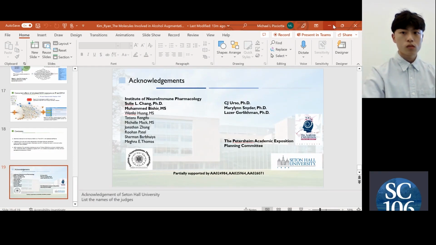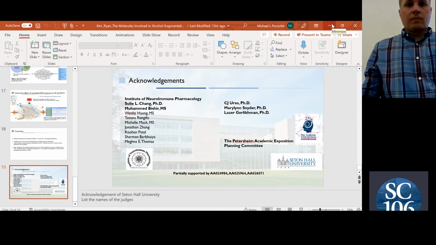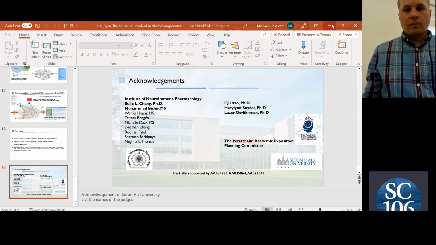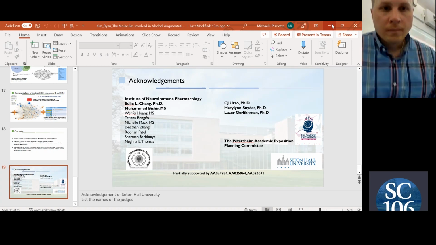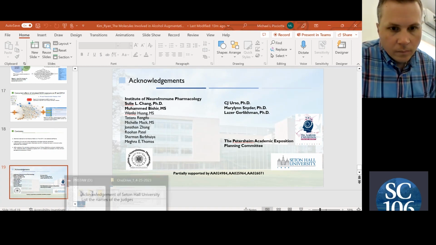So the next presentation is by Rohan Patel. The title will be Involvement of C-reactive protein in the augmentation of patient from SARS-CoV-2 infection.